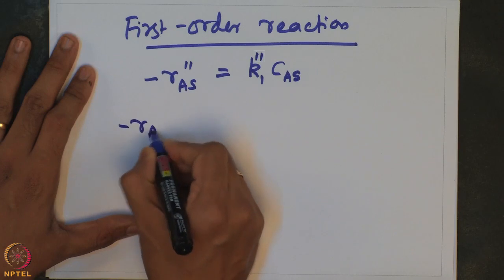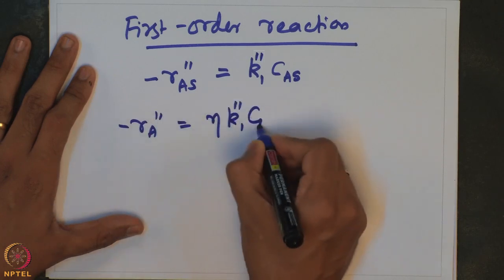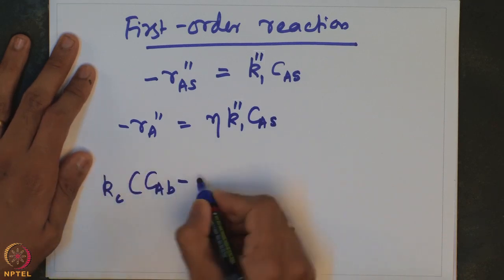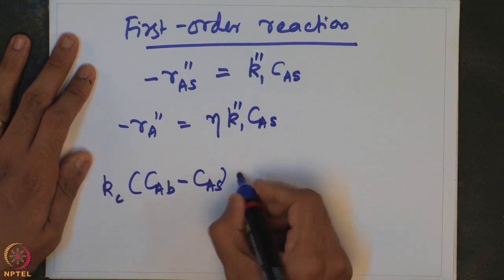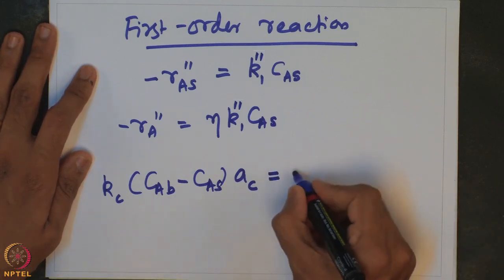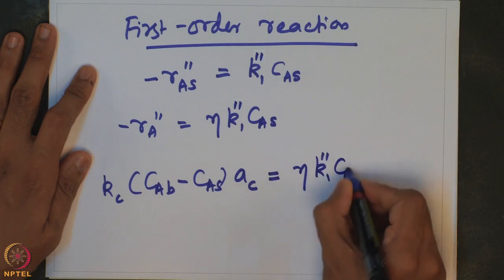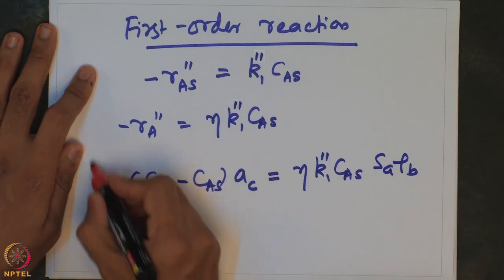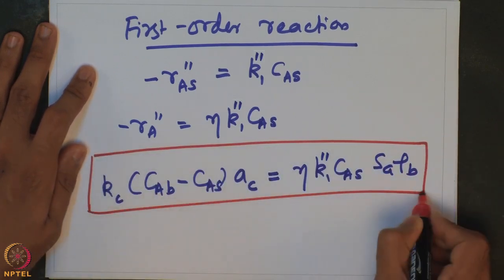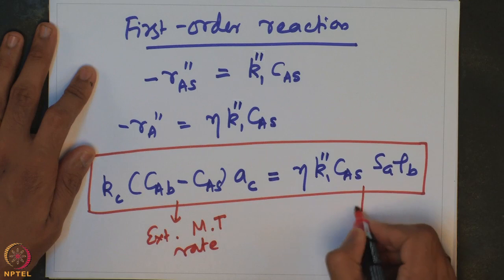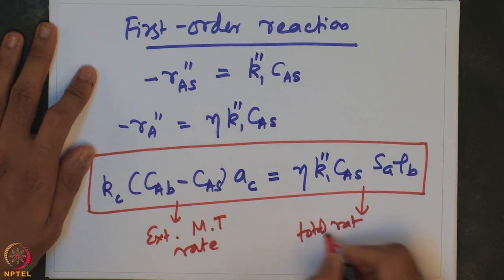So plugging that into the balance, we will see that minus R_A double prime is equal to eta into K1 into C_AS. Plugging this into the balance, we get Kc into (C_AB minus C_AS), which is the rate at which the transport happens, multiplied by the external surface area per unit volume of the catalyst, and that should be equal to eta K1 C_AS S_A into rho_B. So this is the balance which relates the external mass transport rate to the total rate at which the reaction happens.